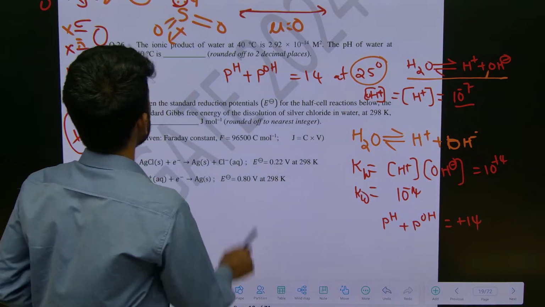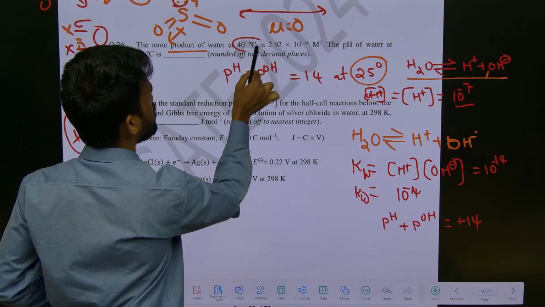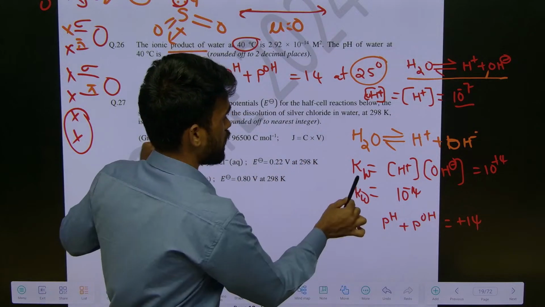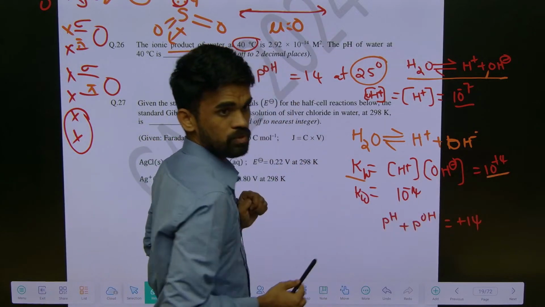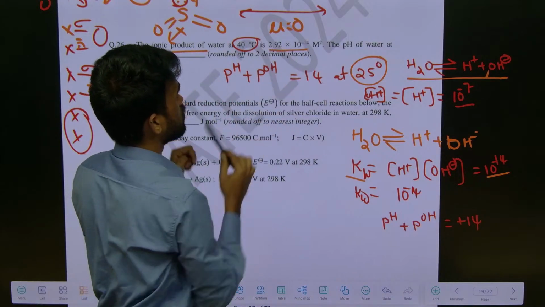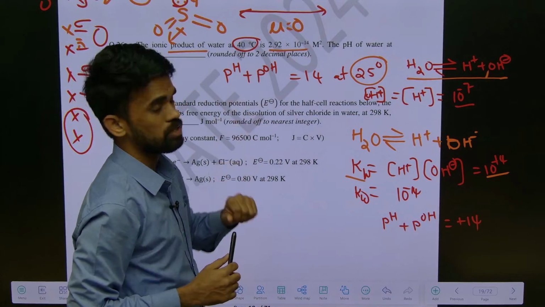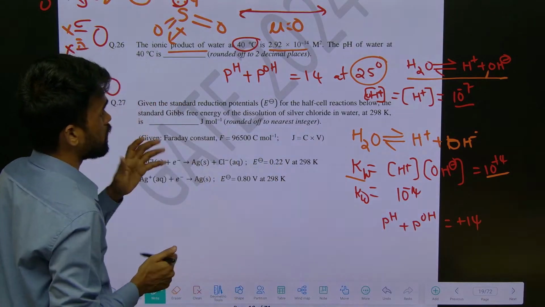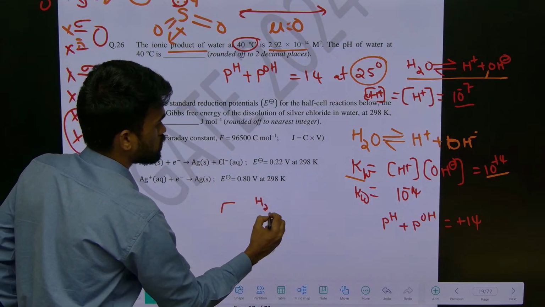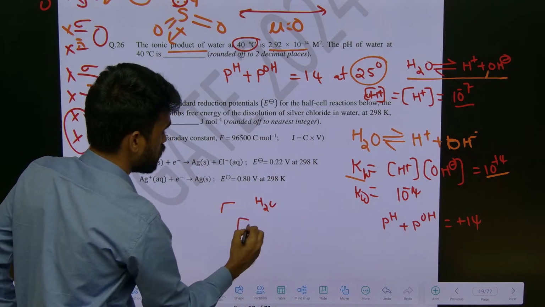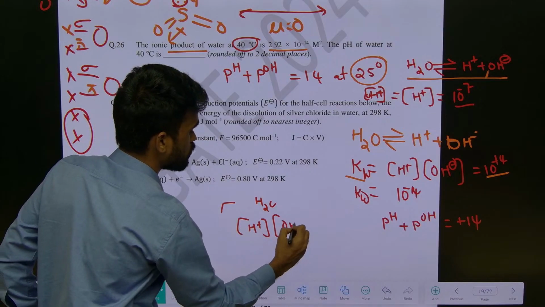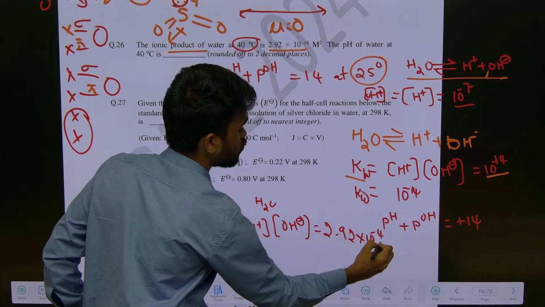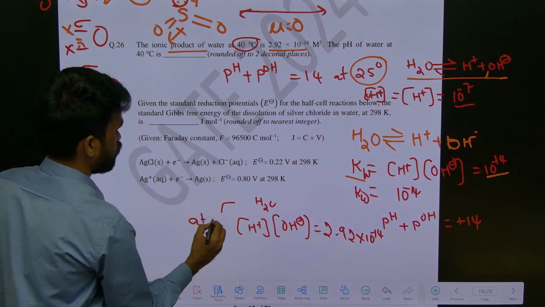Now read the statements. Ionic product of water at 40 degrees means temperature changes, so the ionic product value is also changing. See, ionic product of water at 25 degrees is 10 power minus 14, but here at 40 degrees it is 2.92 into 10 power minus 14. So the ionic product is changing. It means when water dissociates, we will get an equal number of H plus and OH minus. So the ionic product of H plus and OH minus is equal to 2.92 into 10 power minus 14. This is at 40 degrees Celsius.